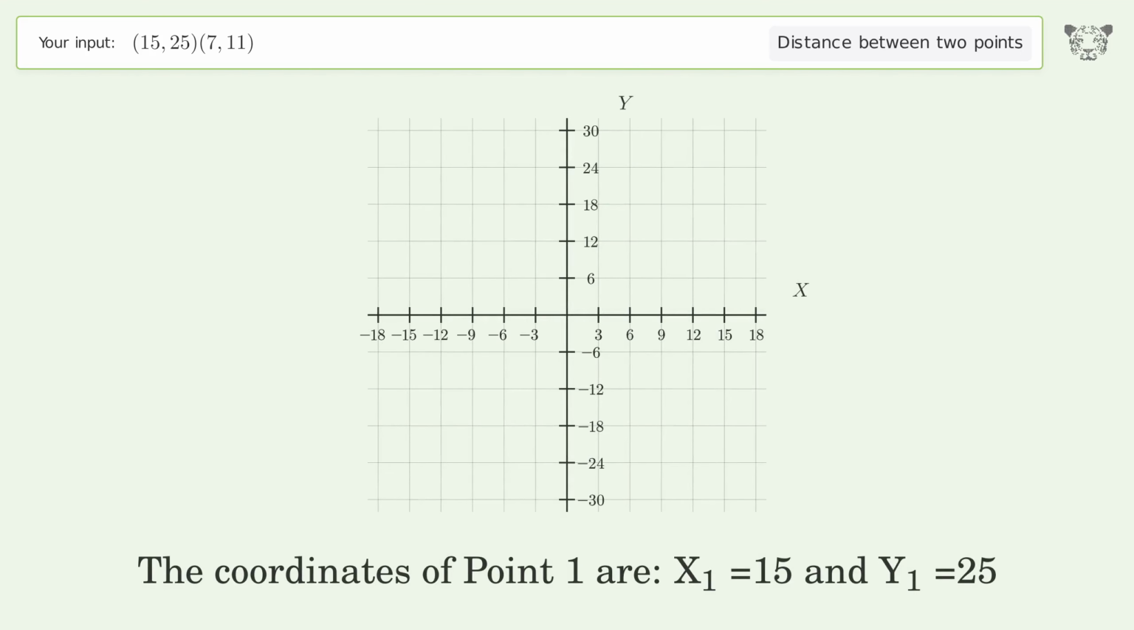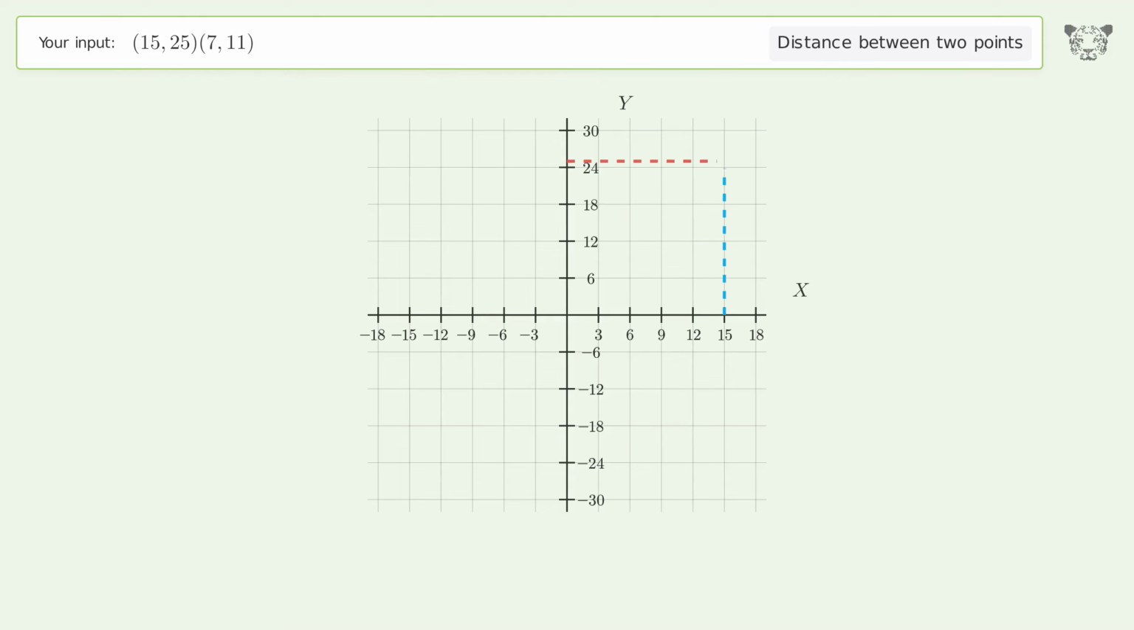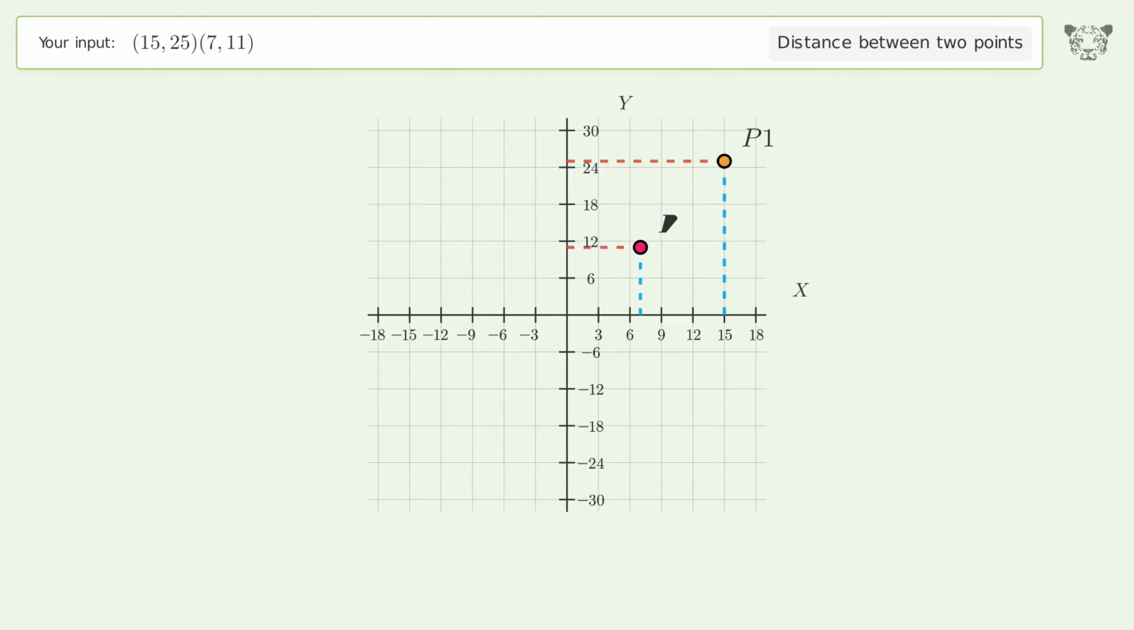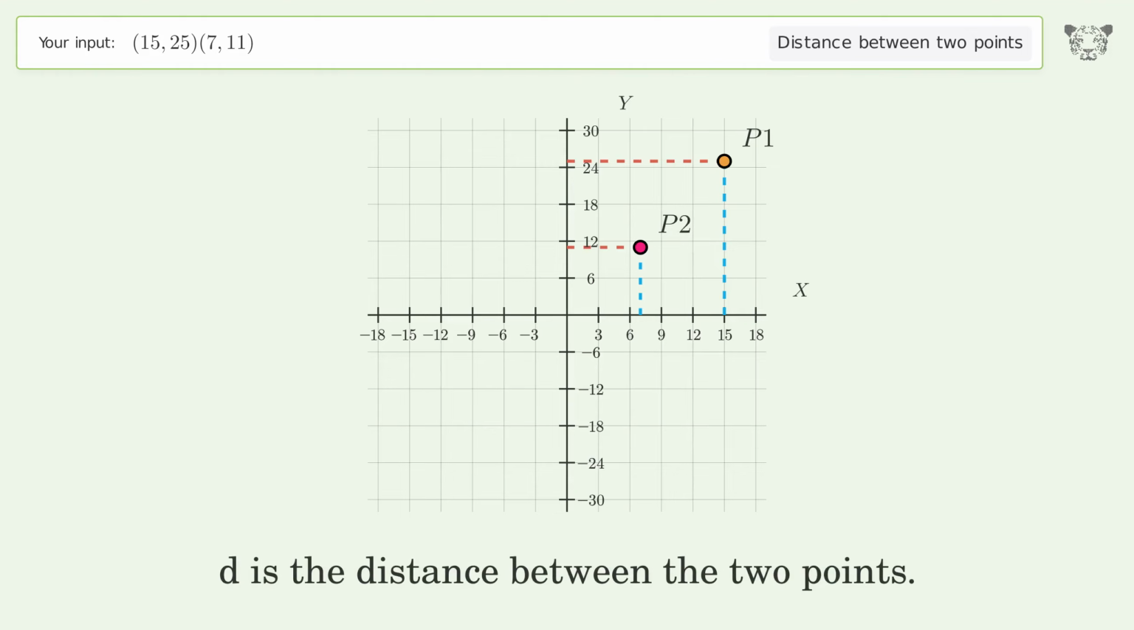The coordinates of point 1 are x1 equals 15 and y1 equals 25. The coordinates of point 2 are x2 equals 7 and y2 equals 11. D is the distance between the 2 points.